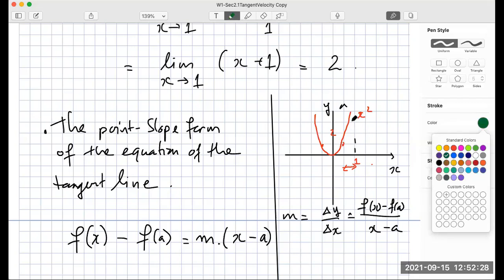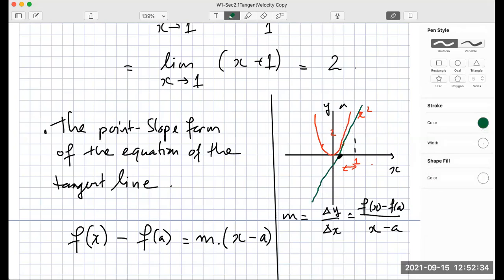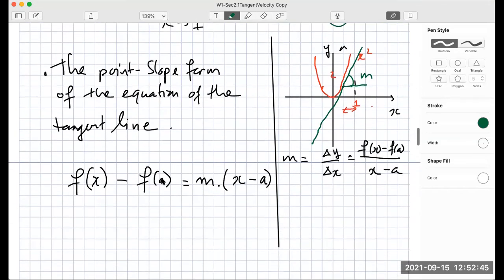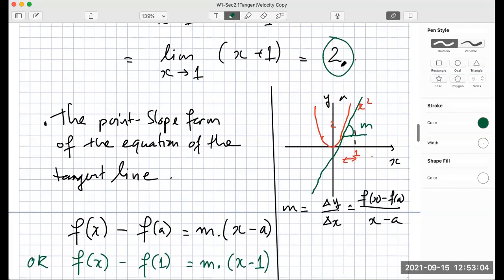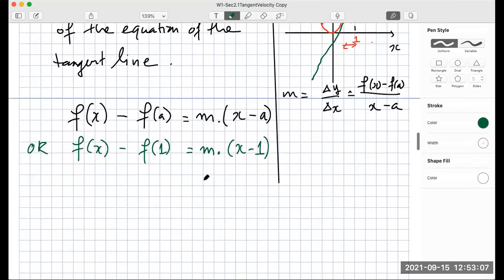And here is the tangent line, the green line. We just computed that m is the slope of the tangent line, which is 2. And a in this case is given, which is 1, right? In our case, it is f of x minus f of 1 equals m times x minus 1. Do you agree? This is what we found. And from the previous computation, we know that m is equal to 2.